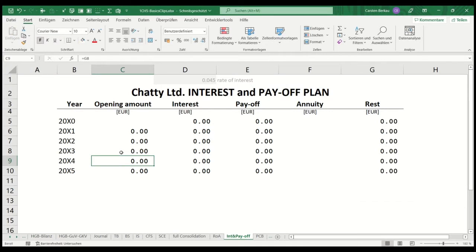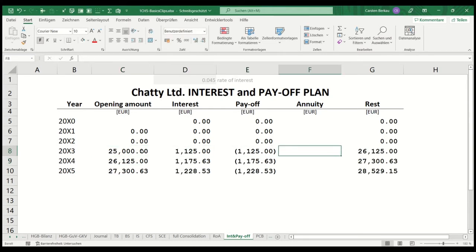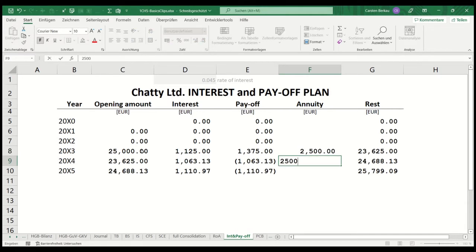I prepare an interest and payoff plan for CHATTY Limited. I entered already the rate of interest as 4.5% in the cell delta 1. Next, I record the payment of the bank loan, which is 25,000, and I enter the annuity to the extent of 2,500. I repeat this for the next accounting periods as well. We further have to consider that the payoff amount for the next accounting period has to be disclosed as a short-term liability following the International Accounting Standard 1.